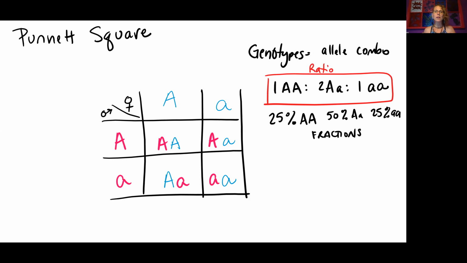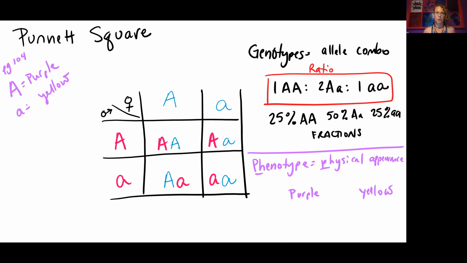The second thing we want to look at is what's called the phenotypic ratio. And the term phenotype here means the physical appearance or expression. So what color is the corn? Remember, we have two choices. The corn kernels can be purple or they can be yellow, right? If we look in our lab manual on page 104, it tells us that the purple is dominant, so we've been representing that with a capital A, and the yellow color is recessive, so we represent that with lowercase a.